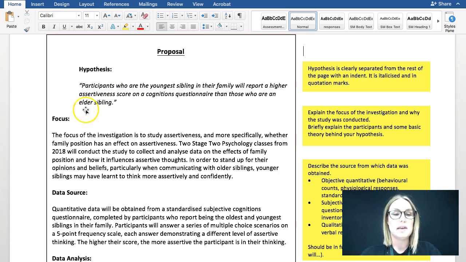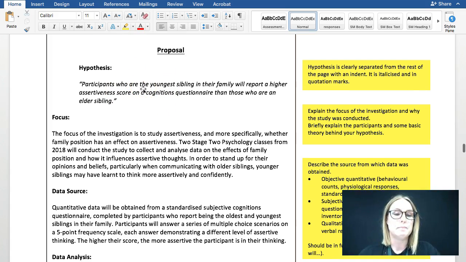And you can read here, I've got participants who are the younger sibling in their family will report a higher assertiveness score on a cognitions questionnaire than those who are an elder sibling. So from here, it is really clear what I'm investigating. It's not just participants who are oldest will be more assertive. It's really specific and outlines as well exactly what I'll be looking for.